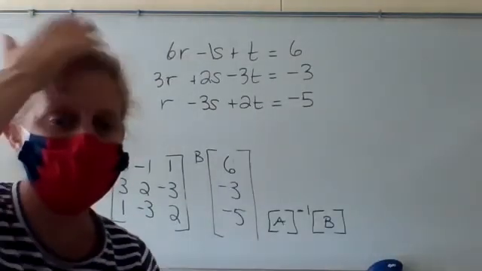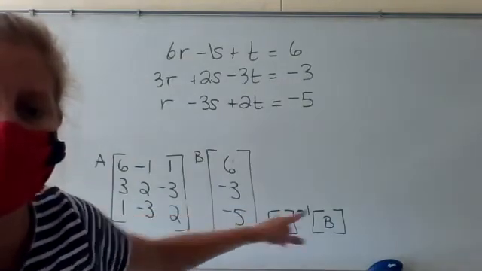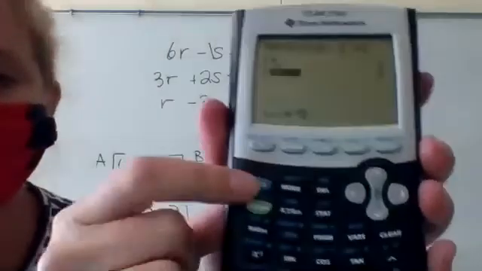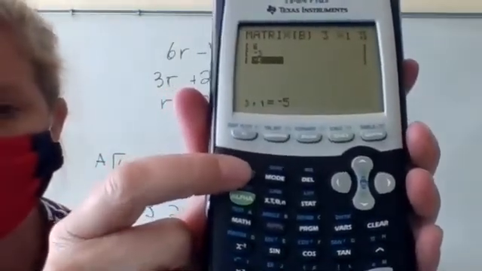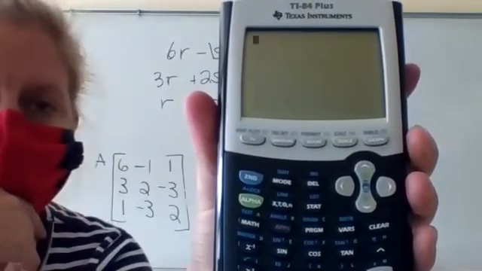Now, to get out of all this editing mode, because the last step is to do matrix A to the negative 1, matrix B. So let's see, always do this. If not, I think it messes up. Second, quit. Just get out of everything, go to your home screen.